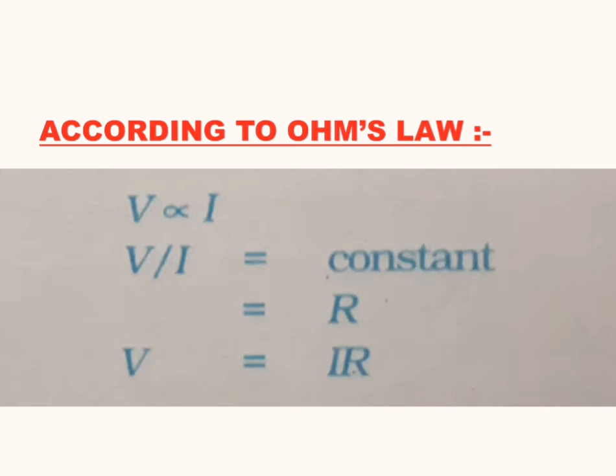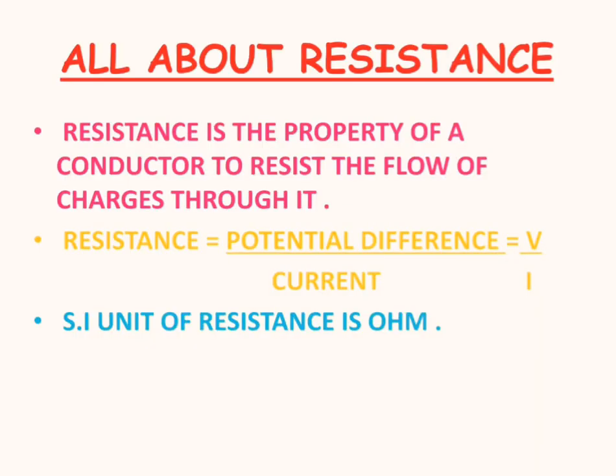We know what V is, that is potential difference. We know what I is, that is current. Now what is this R? So R is resistance. Now what is resistance exactly? Resistance is the property of a conductor to resist the flow of charges through it.